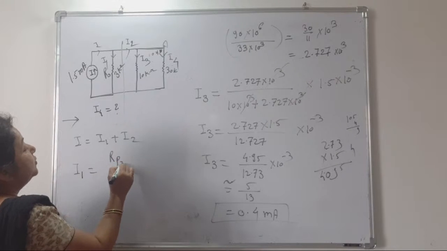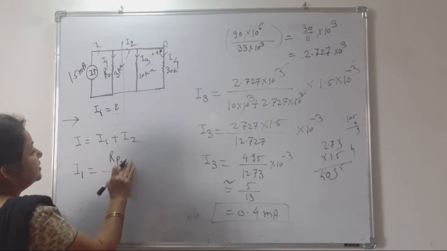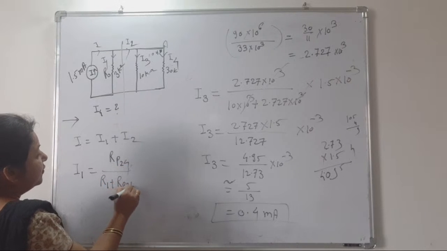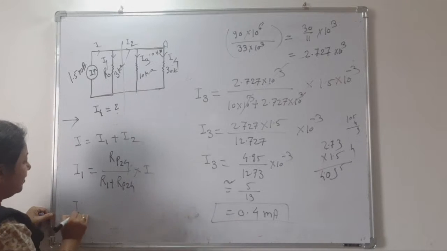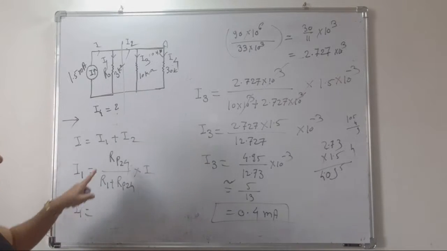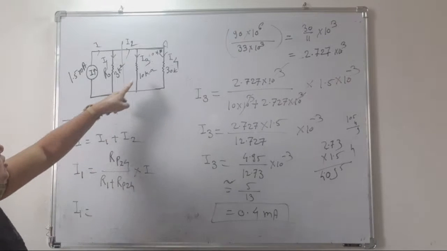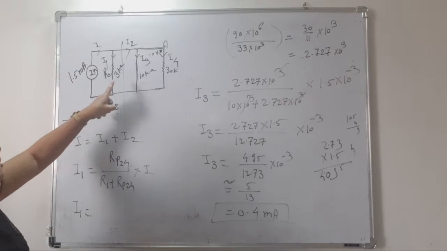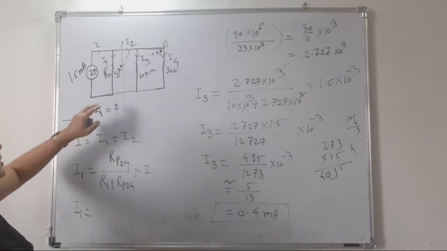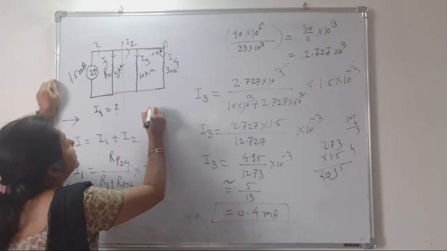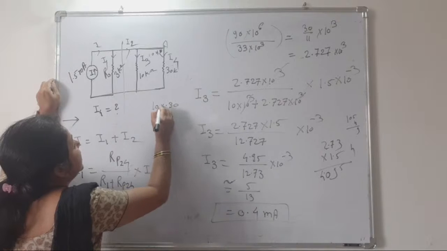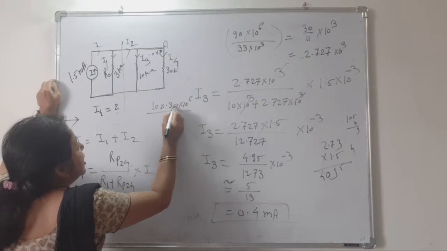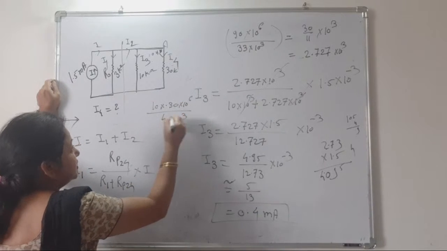I1 is equal to RP24 upon R1 plus RP24, multiply by I. So I1, shall I simplify in mind? What will RP24 be? Where will the parallel combination of these come? Above. What will the parallel combination of these two be? 10 into 30 kilo, right? 10 raised to 3, 10 raised to 3, 10 raised to 6 upon 40 into 10 raised to 3.